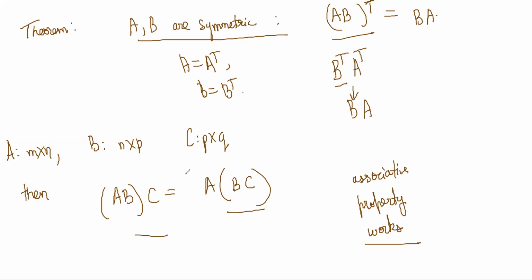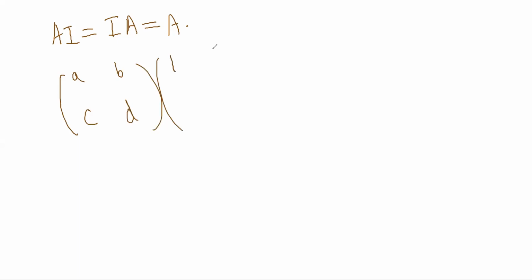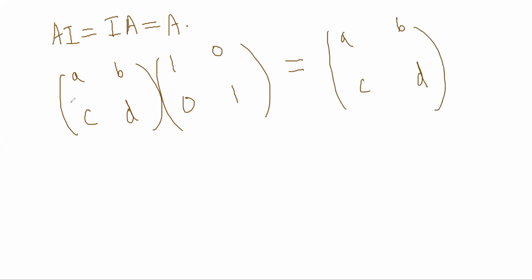Then multiplication with the identity matrix always gives back the same matrix. AI is equal to IA is equal to A. So any matrix you have A, B, C, D, you multiply with 1, 0, 0, 1, you should get back A, B, C, D. Right? You can multiply and check. It will always work.